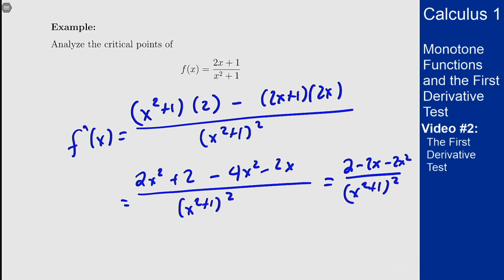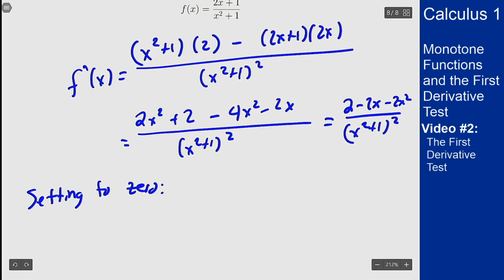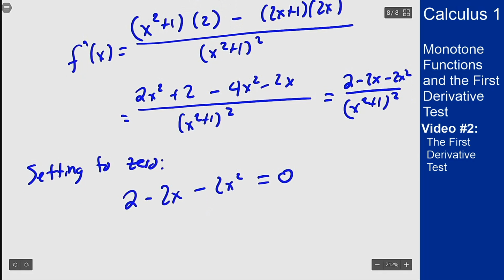It exists everywhere because there's a polynomial on top, a polynomial on the bottom, and the bottom's never 0, right? X squared plus 1 is never 0, so it exists everywhere. So I can set this to 0. And setting this to 0 is equivalent to setting the numerator equal to 0, because the fraction can't be 0 unless the top is 0. Setting to 0, I get 2 minus 2x minus 2x squared equals 0. I can divide through by 2 and flip the sign: x squared plus x minus 1 equals 0.